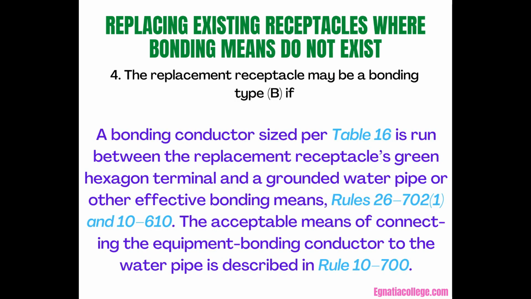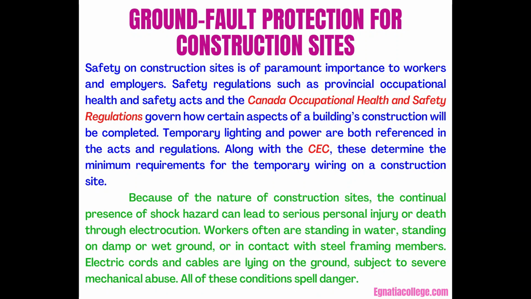4. The replacement receptacle may be a bonding type, B, if a bonding conductor sized per Table 16 is run between the replacement receptacle's green hexagon terminal and a grounded water pipe or other effective bonding means. Rules 26-702-1 and 10-610. The acceptable means of connecting the equipment bonding conductor to the water pipe is described in Rule 10-700. Ground fault protection for construction sites.